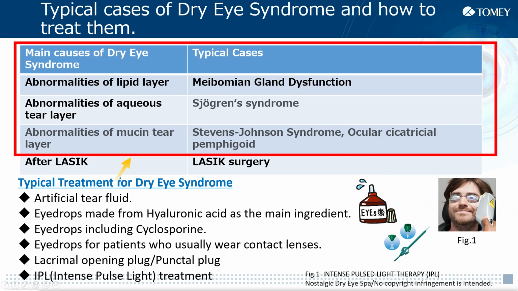Here are several major dry eye syndrome cases and their causes as well as treatments. The most basic treatment for dry eye is eye drops. There are many kinds of eye drops depending on the cases or symptoms. Other than eye drops, there is IPL, intense pulsed light, as a treatment for meibomian gland dysfunction. And the use of punctal plugs is effective in patients with reduced lacrimal fluid.